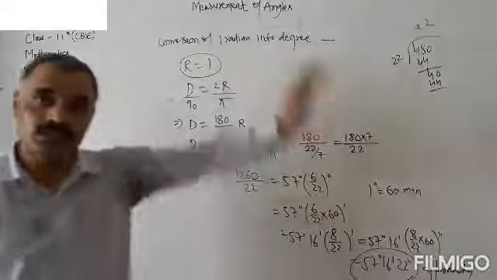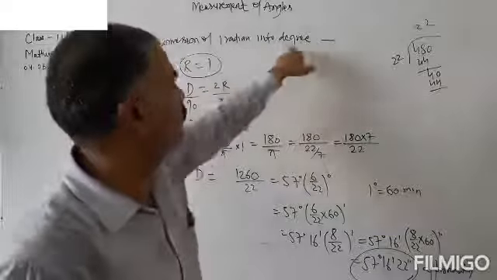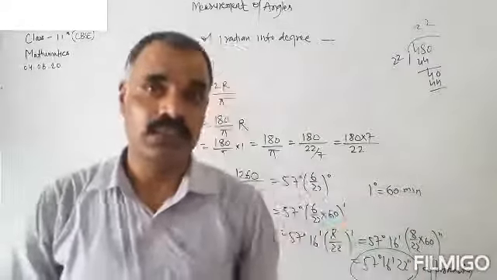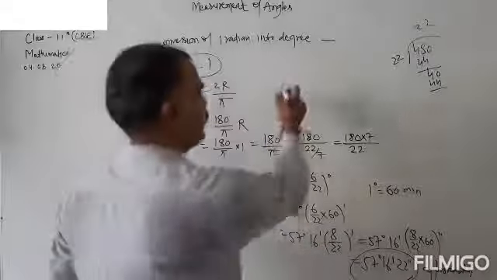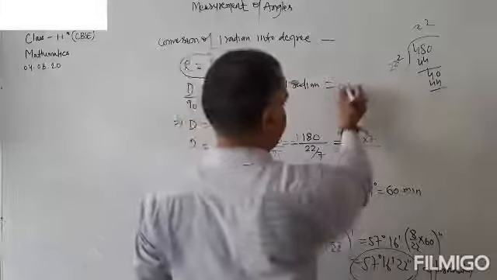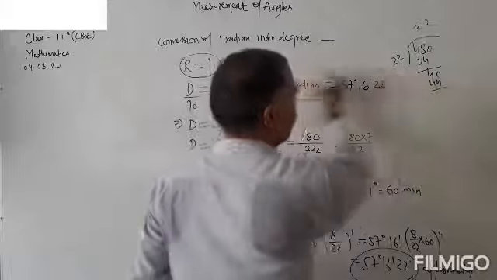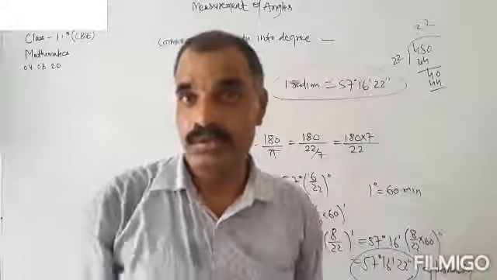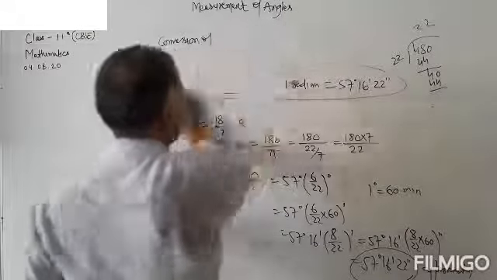Okay, so in this way we can change 1 radian into degrees. Similarly, you can change 1 degree into radians also. So 1 radian is equal to 57 degrees, 16 minutes, and 22 seconds. Now we will convert degree into radian, 1 degree into radian.